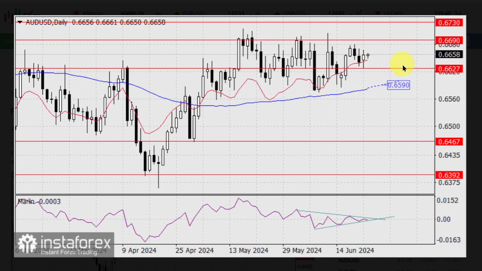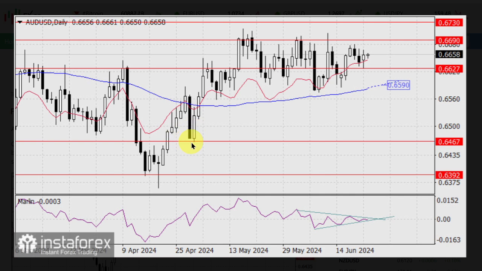In this case, in case of a breakout at the support level, the decline will extend to the MACD line, it's the blue line on the graphic, around the 0.6590 mark. We also expect the price to breach the MACD line and fall to the target level of 0.6467, the May 1 low.